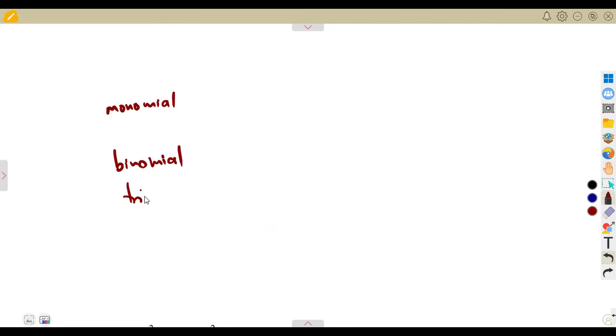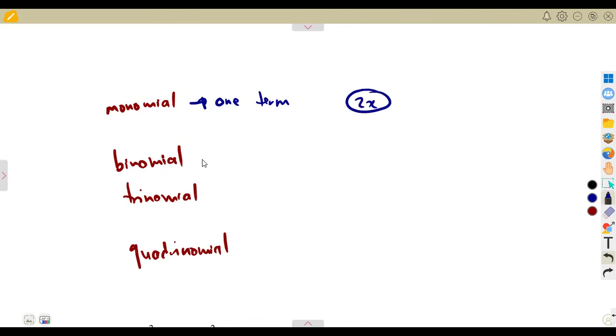We can also have a trinomial, and we can also have a quadrinomial. All right, so these are the typical polynomials that we have. This one is just a polynomial consisting of one term. So there we just have a single term, maybe 2x, just a single term. That's a monomial. Mono means one.